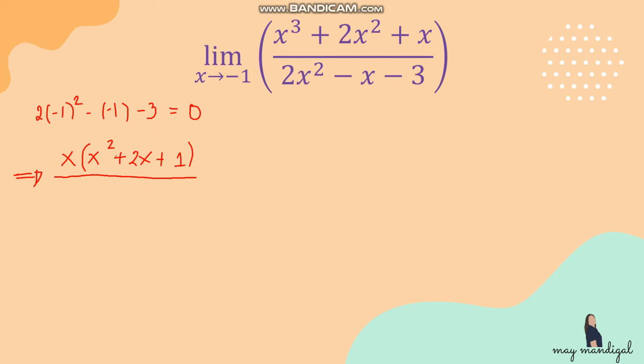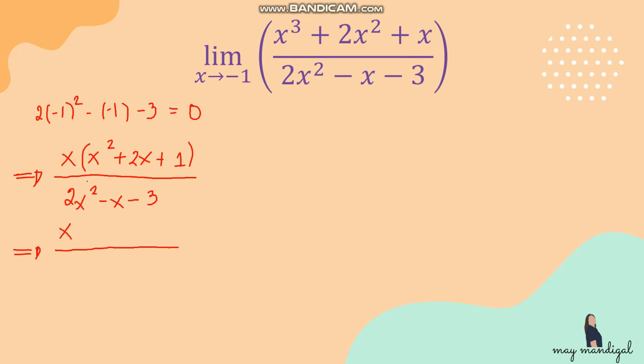For the denominator, let's just copy it first. So 2x squared minus x minus 3. Now after we factor out x, observe again the terms that we have. Here, if we substitute negative 1, nothing will happen. It will still be equal to 0 because we did not do anything to the denominator. So let's continue this one.